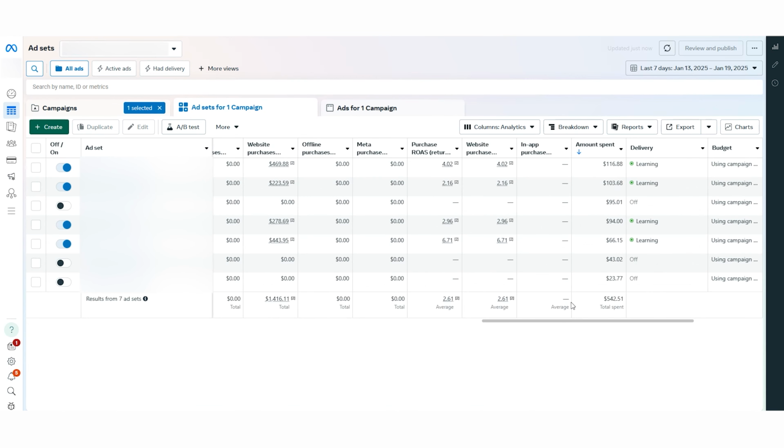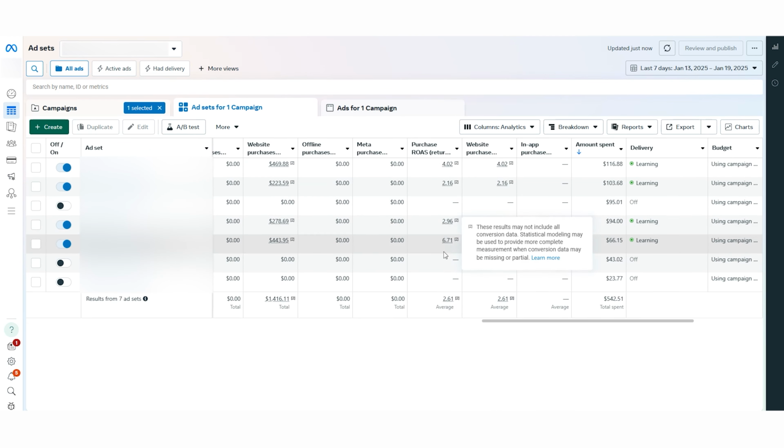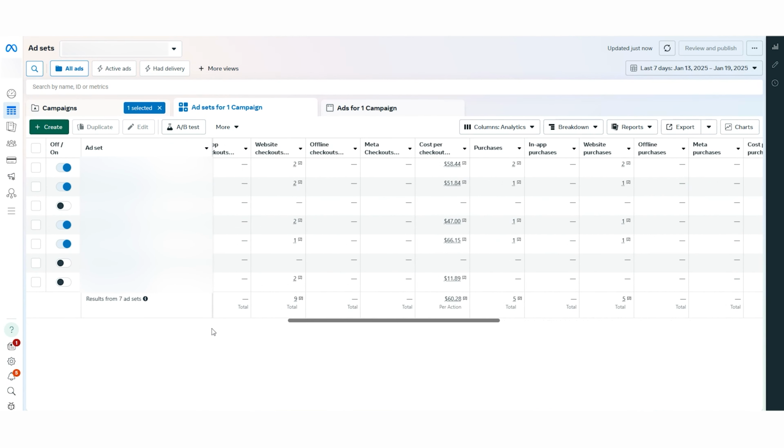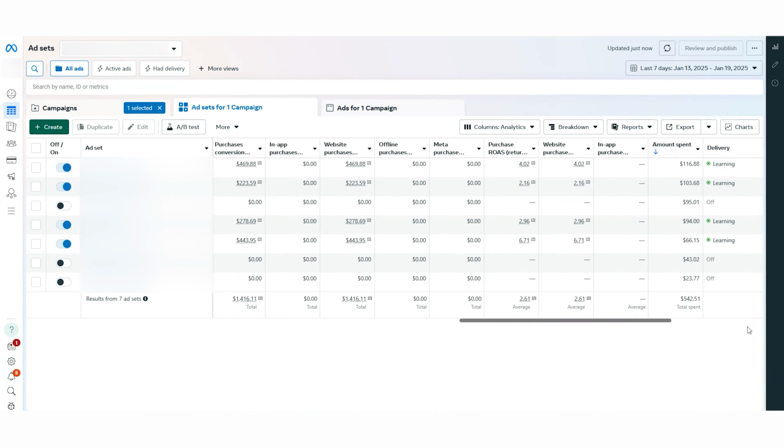This is another CBO. And we can see that we are having sales on this, but we're not having sales on this one. So basically the ones that got a sale are going to continue. Nothing else to see here. Maybe we could have kept this one with 2 checkouts, but it doesn't matter. We're just focusing on the ones that do have a sale.